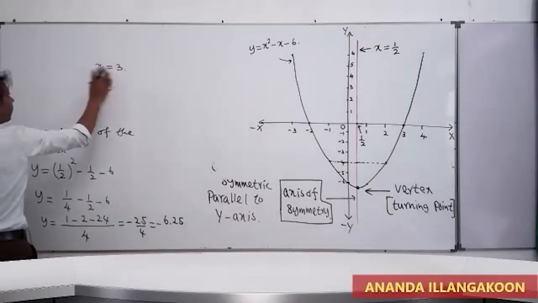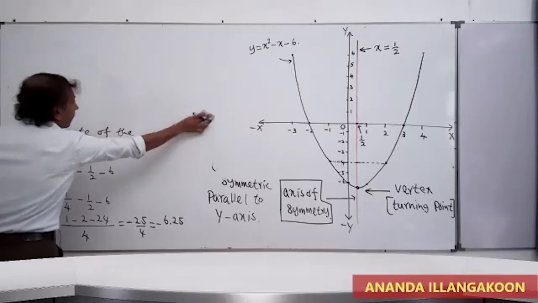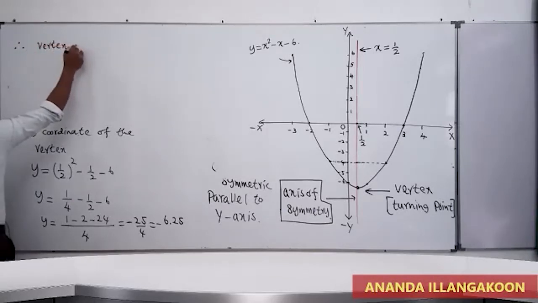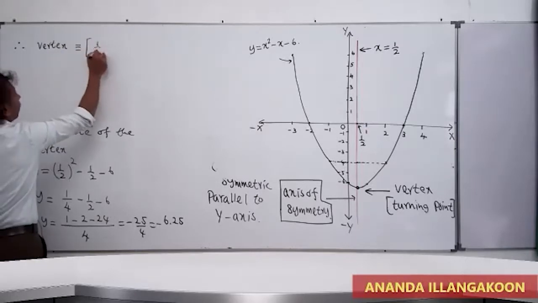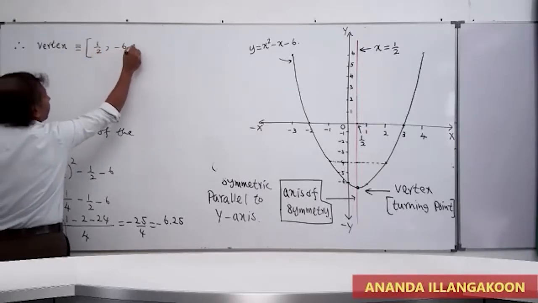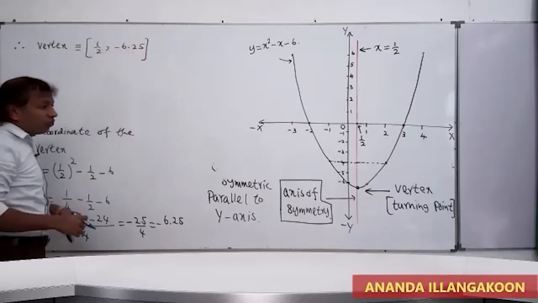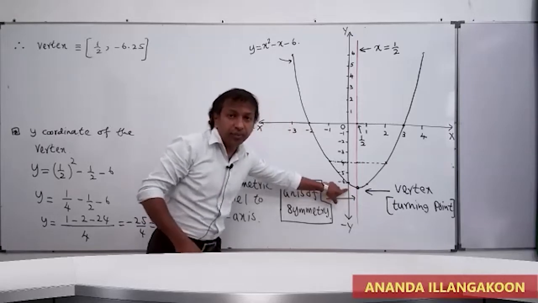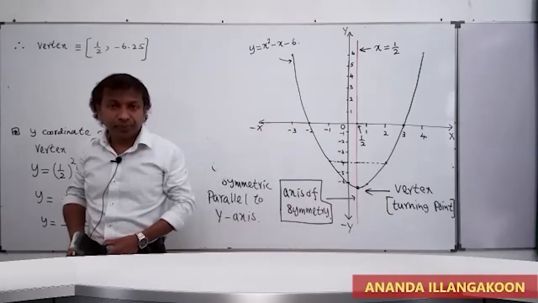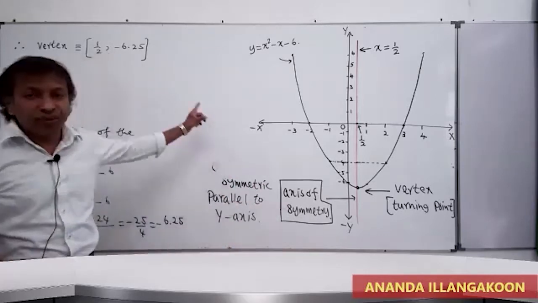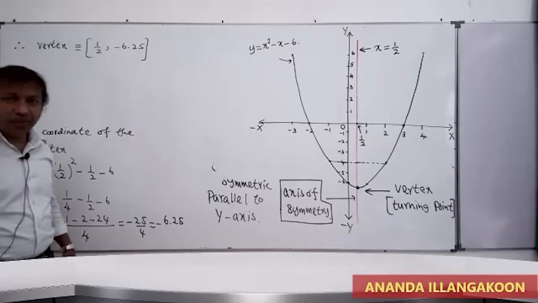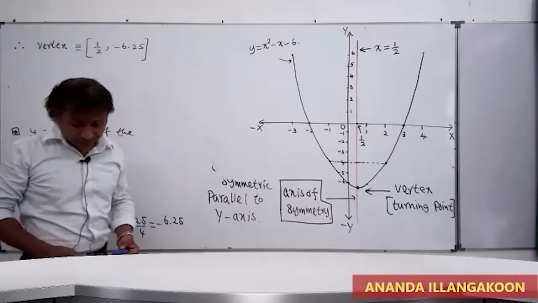Then you can write vertex. Therefore, the vertex is half, comma, minus 6.25. People, in your honors, when you find this one, you actually obtain this reading and put the y coordinate approximately. But people, we have found that up to 2 decimal places, right? So this is how we understand the properties, right, people?